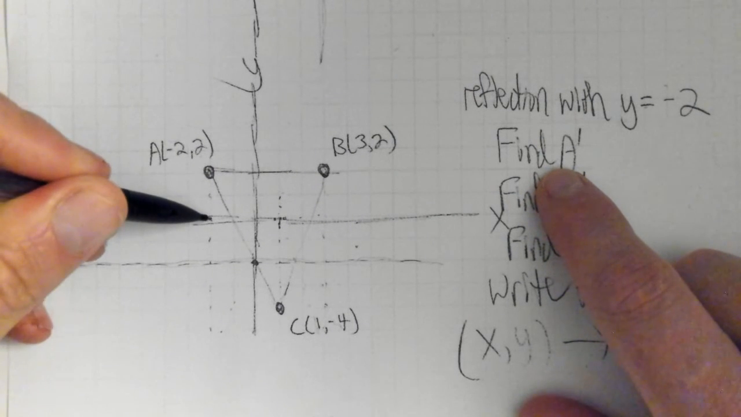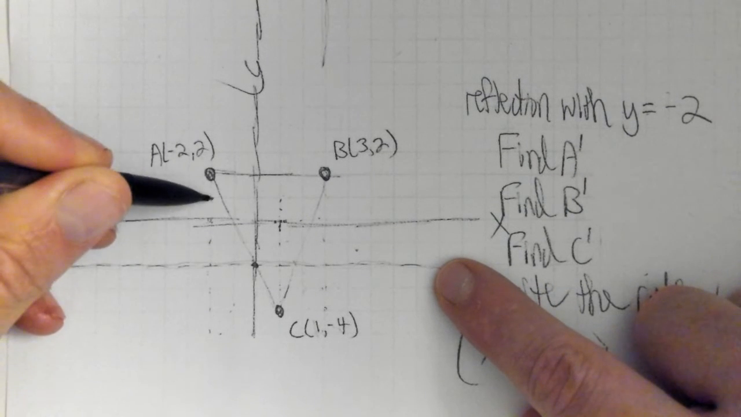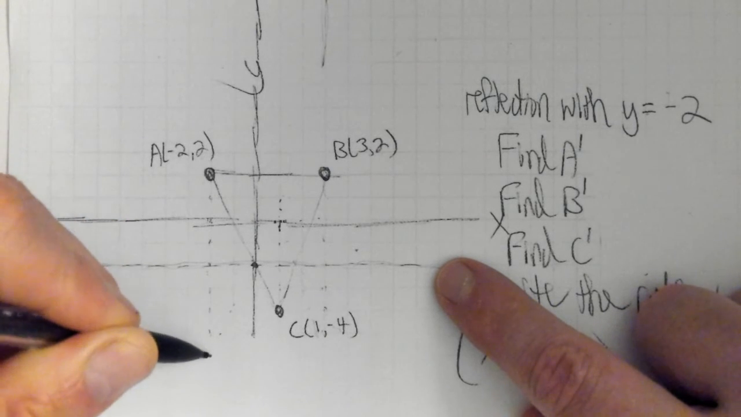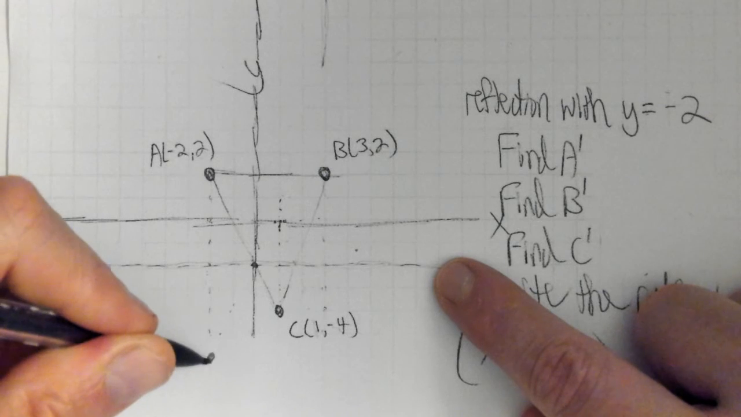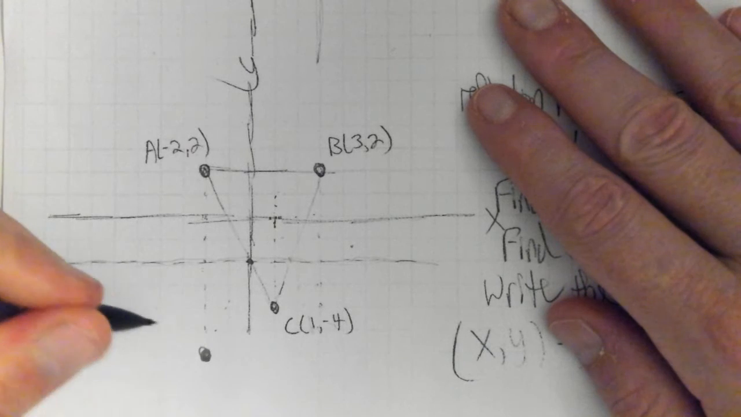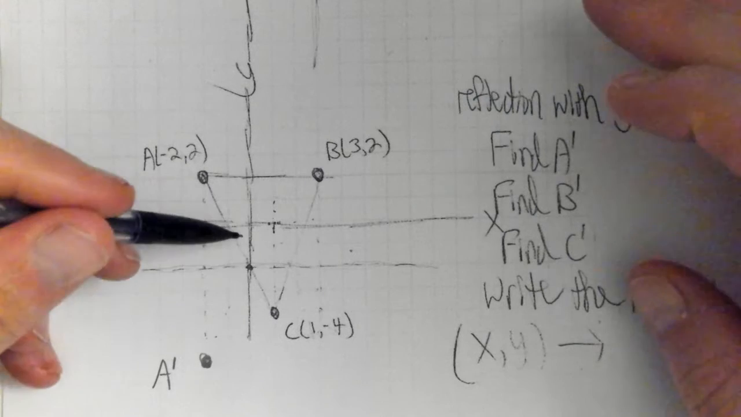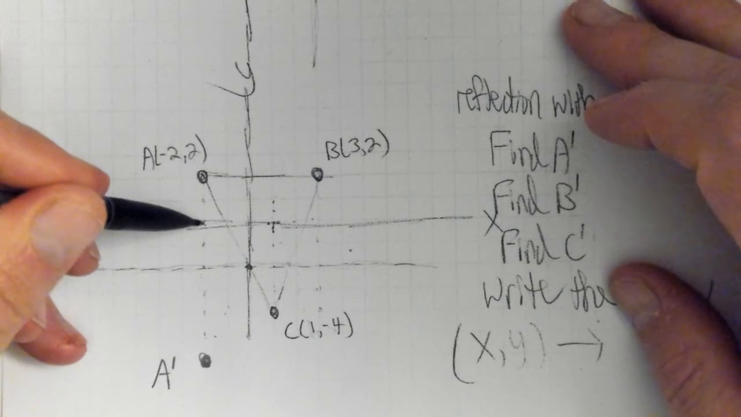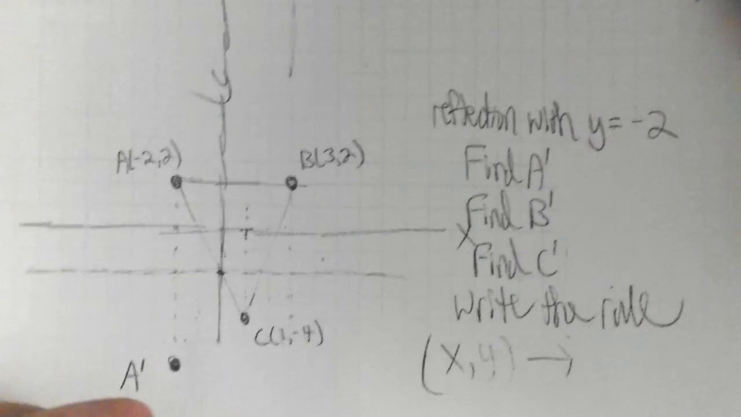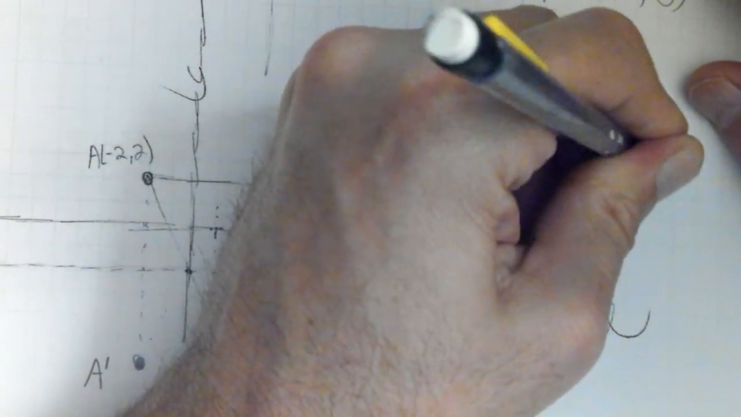So A is 1, 2. Remember, we're not going to the x-axis. We're going all the way to the line y equals -2. So it's 1, 2, 3, and 4. So we'll go 1, 2, 3, and 4. All right. Okay. And that's going to be A prime. Well, what are the coordinates? Well, from 0, 0, it's -2 and down by 1, 2, 3, 4, 5, and 6. So -2, -6 is the coordinate for A prime.